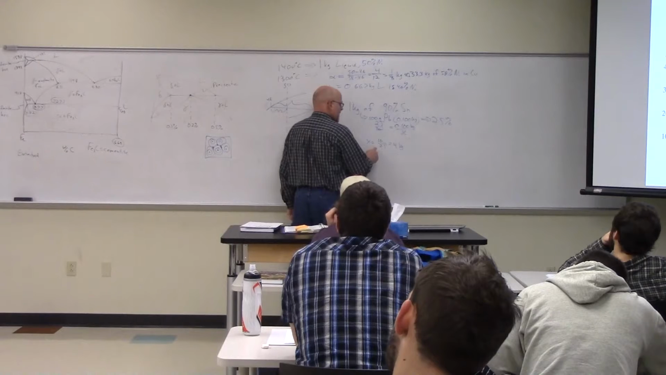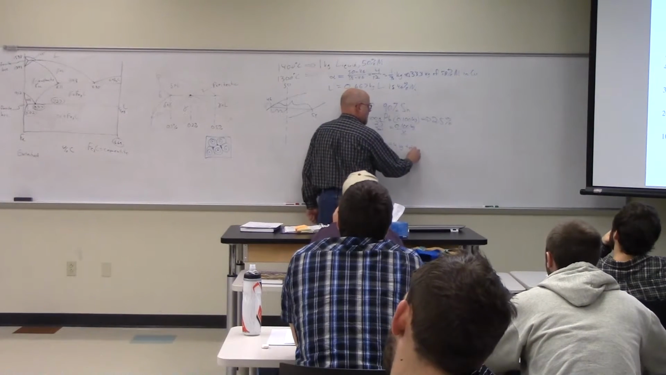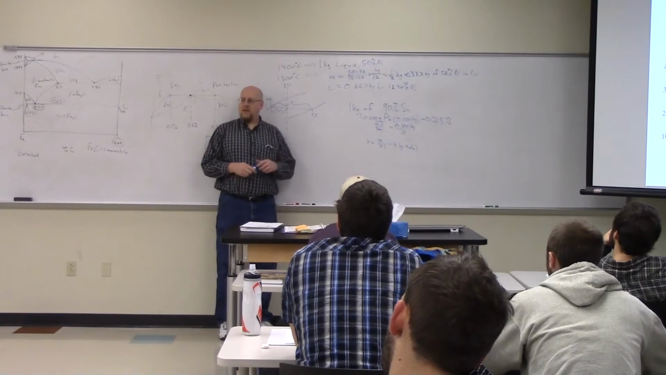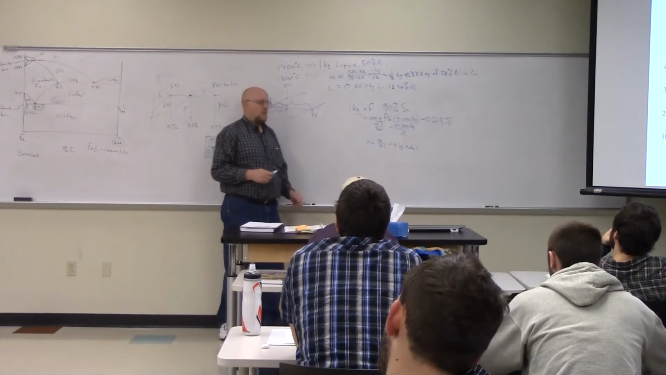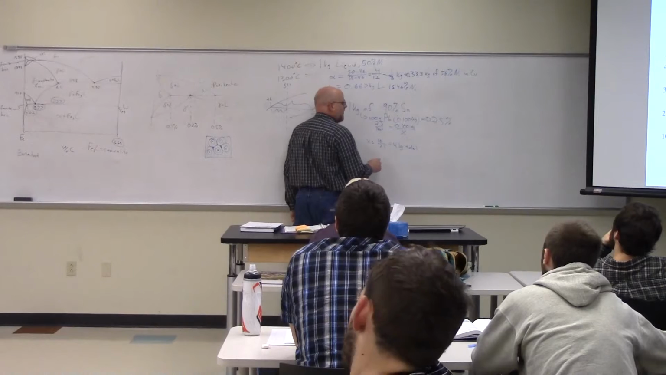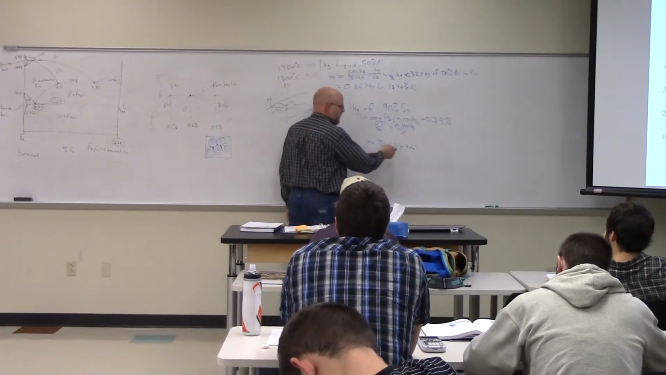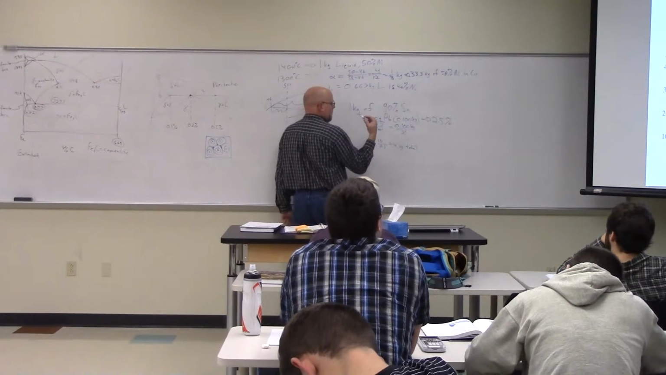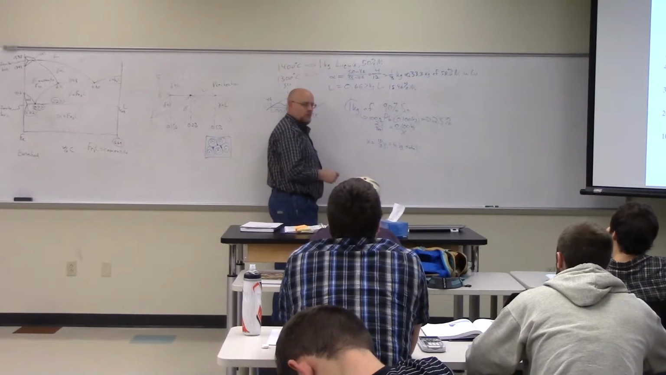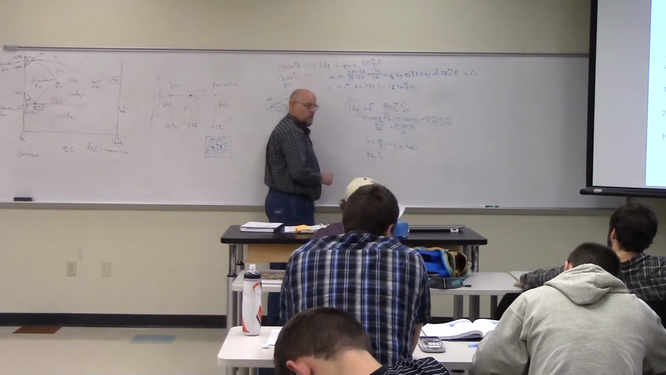That is not how much I would add. That's the total mass that I would have at the end. I started out with 1 kilogram, and I have to end up with 4 kilograms, which means I have to add 3 kilograms. 3 kilograms of tin, right?